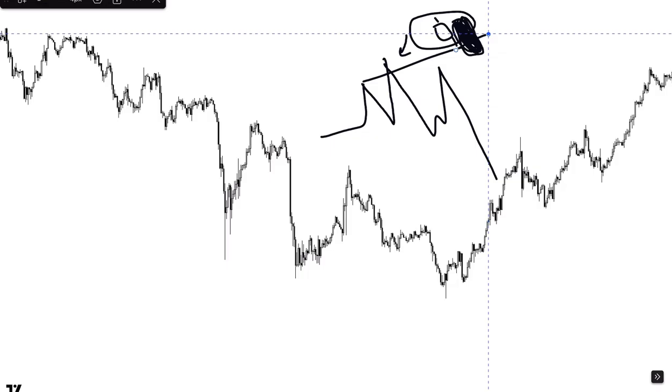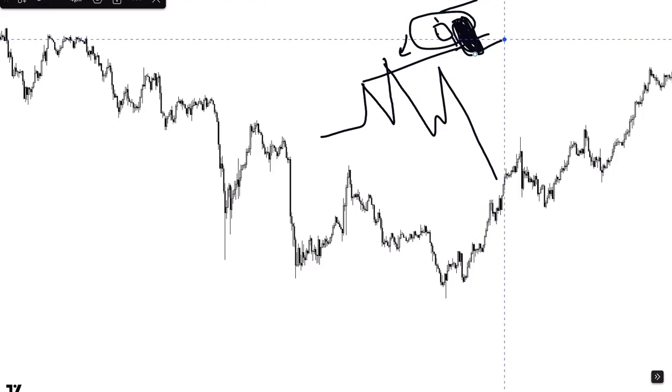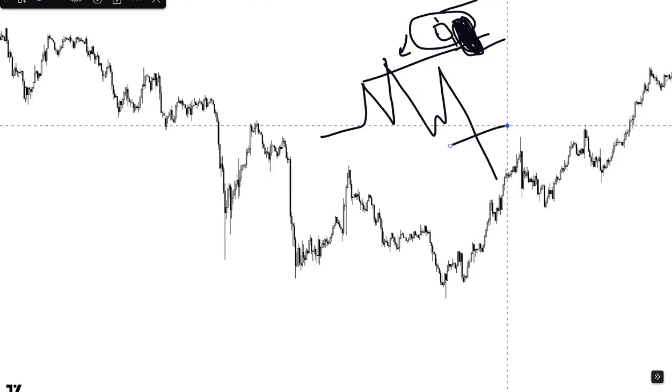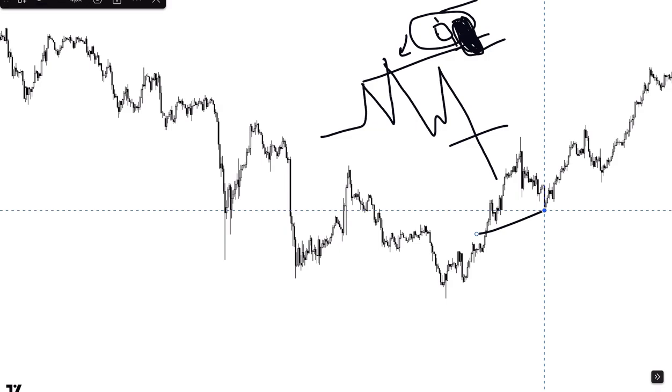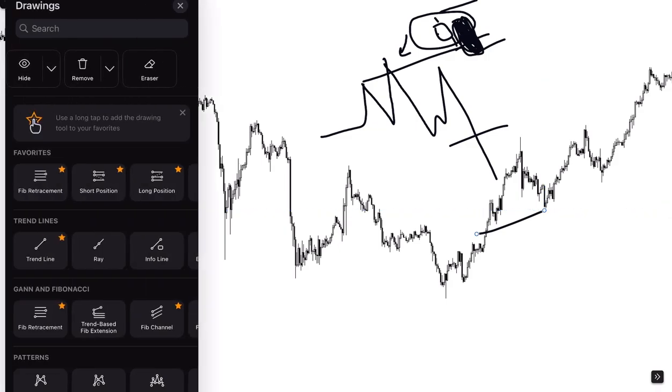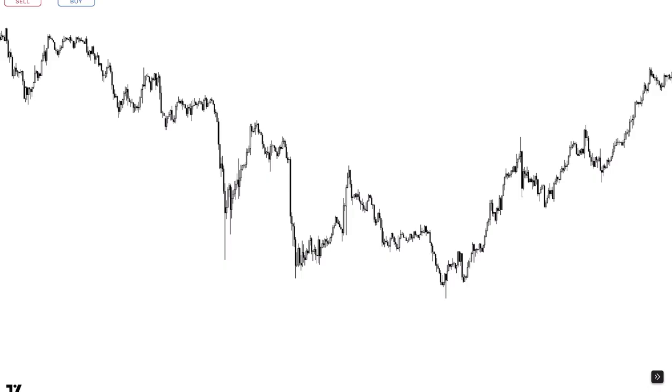You enter over here, right? Stop loss at the high of the candle, entry over here, and targeting the 50% and then the CRT low, right? That is the bearish model number one.